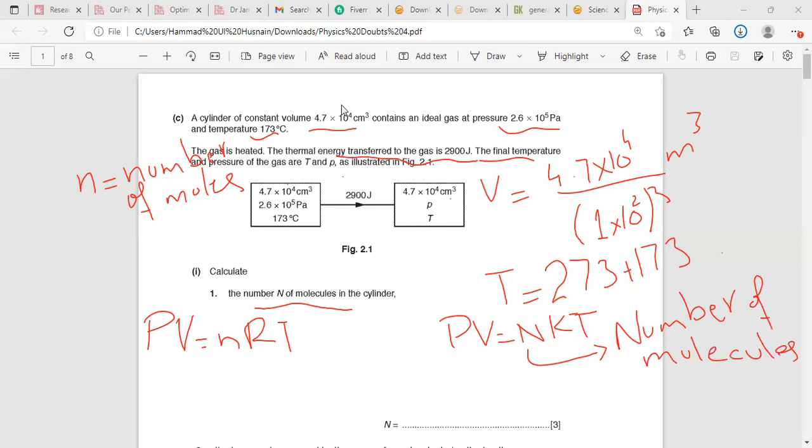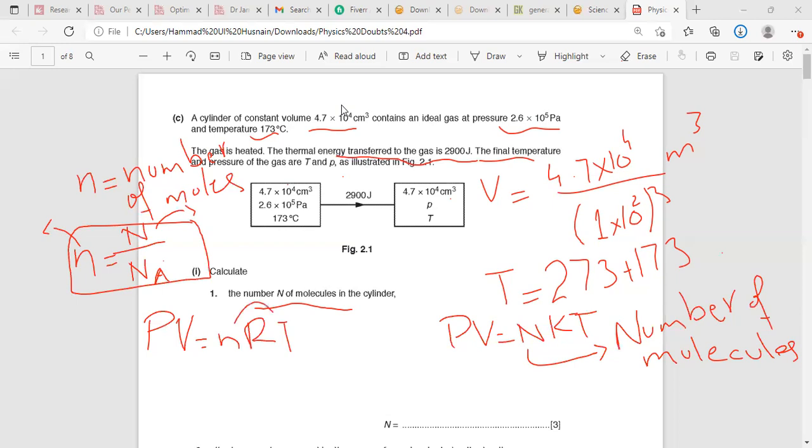Now they have a relation among them as well. Basically, the small n is the number of molecules over Avogadro's number, right? This is the relationship between them. The number of moles is basically the number of molecules divided by Avogadro's number. So this is the relation between small n and capital N.